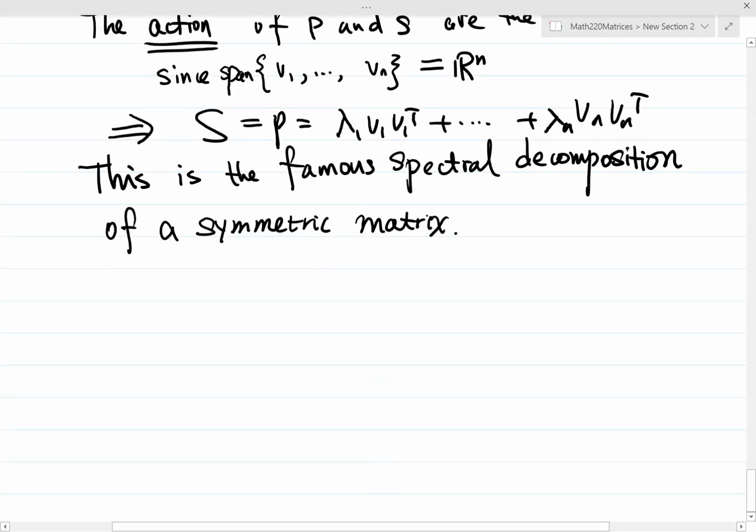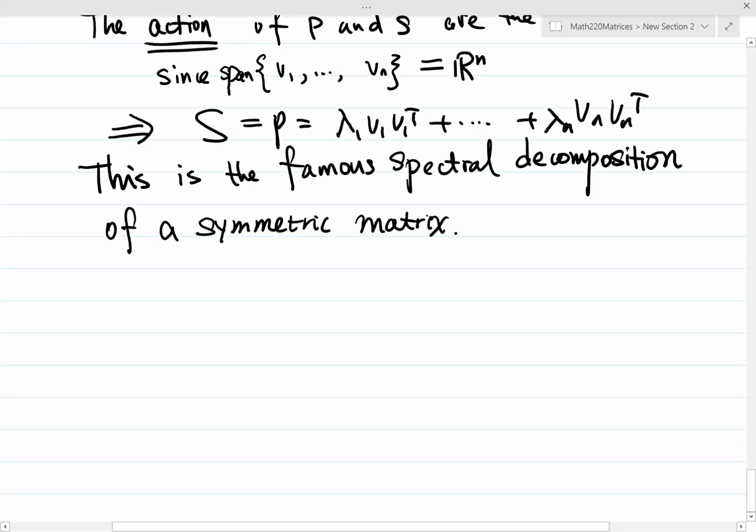Now, a symmetric matrix we can always diagonalize. They are diagonalizable. So let's next talk about the diagonalization of a symmetric matrix, and then we will give some examples.